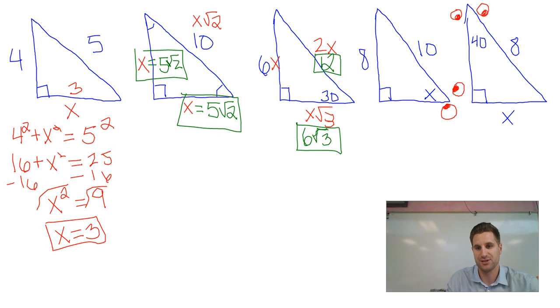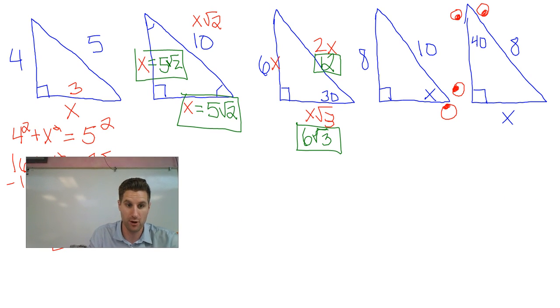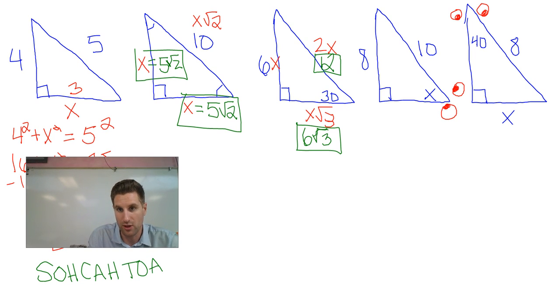Alright, for these last two, I'm going to move my face over here, and I'm going to write right below my face the key to everything. And it's SOHCAHTOA. Okay? So right here we look across, we have opposite, and we have hypotenuse. So this is going to be the sine of x equals opposite over hypotenuse.